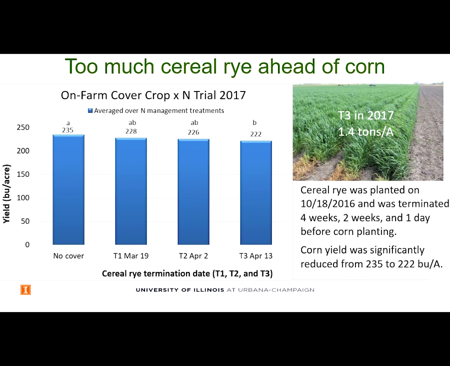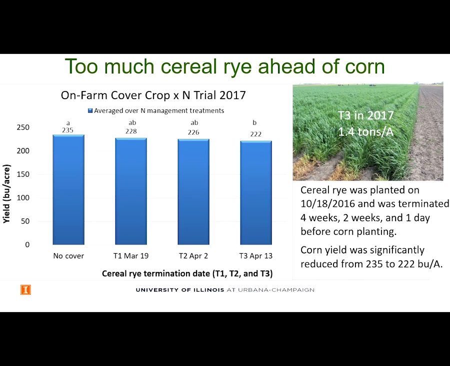And so as you can see, the T3, which was the April 13th termination, and then we planted April 14th, had 1.4 tons per acre of biomass, and that did significantly reduce corn yields from 235 bushel per acre, no cover, to 222. That's a 6% decrease in yield. Now, we don't have a significant decrease with the earlier terminations, but I don't really like the trend.